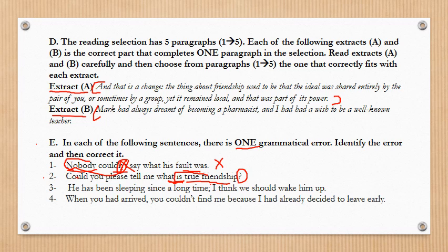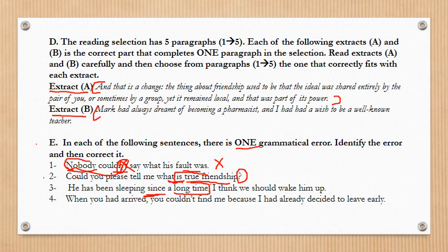Number 3, he has been sleeping since a long time. Of course not, since is the point of time, so we say for. Since is the point of time when the action started, for is the amount of time. So he has been sleeping for a long time. I think we should wake him up.